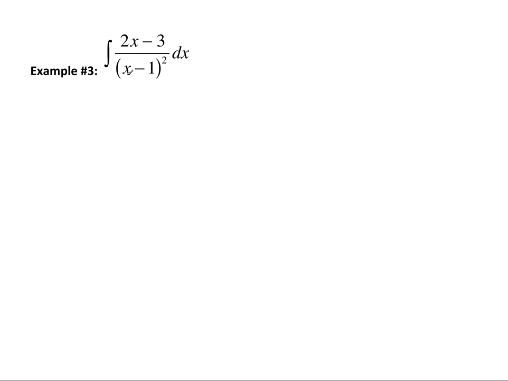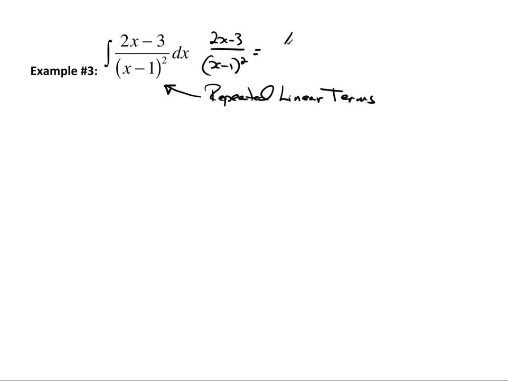Okay, so let's take a look at another form that you can come up against. What I have here is repeated linear terms. Because it's the same linear term repeated, it's squared, I know that I can say that (2x minus 3) over (x minus 1) squared is equal to A over (x minus 1) plus B over (x minus 1) squared.